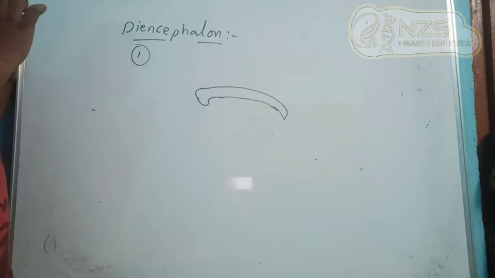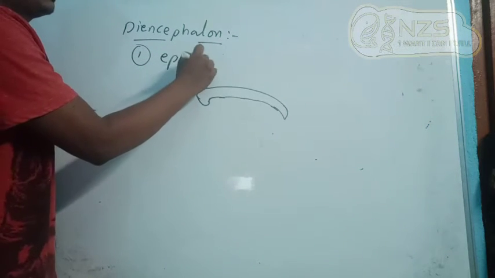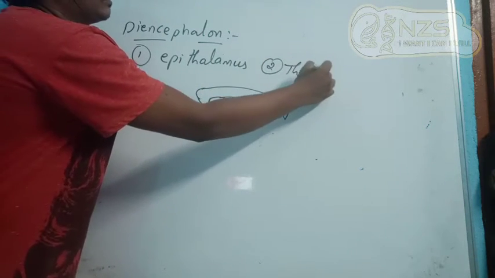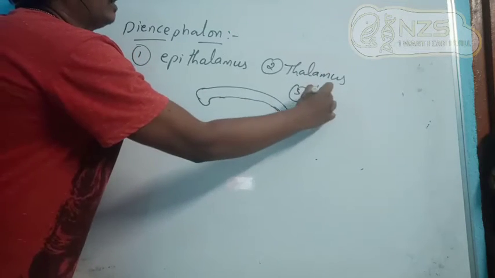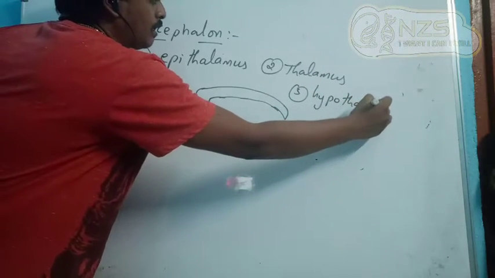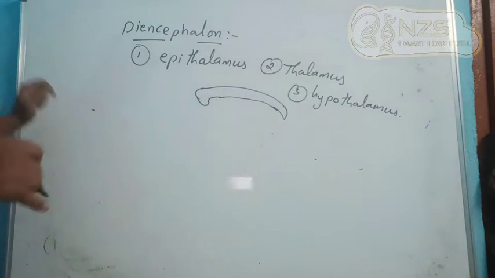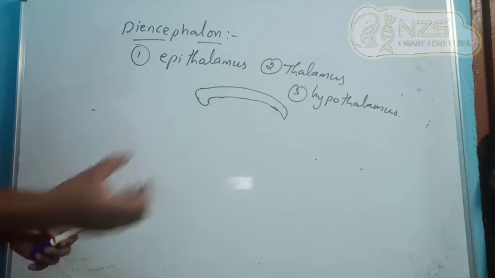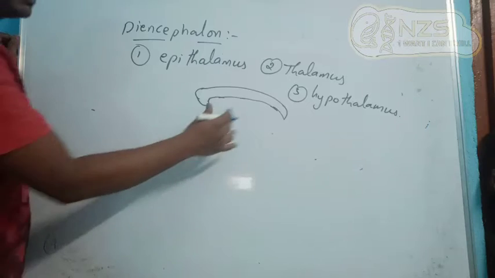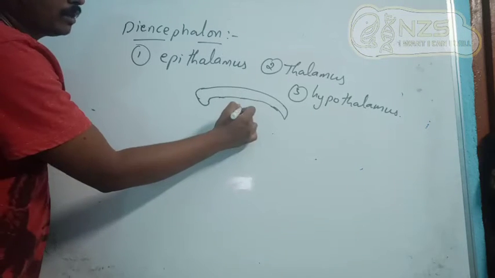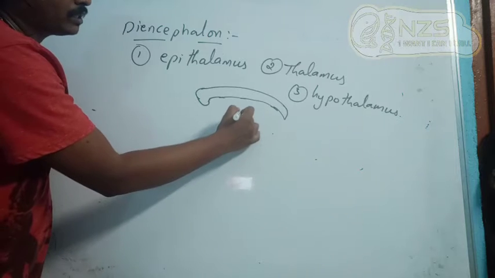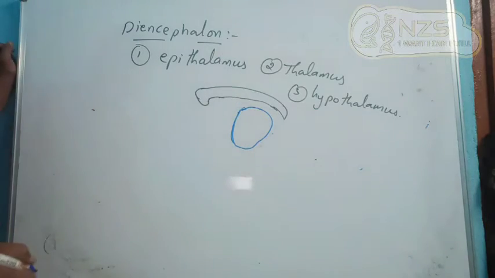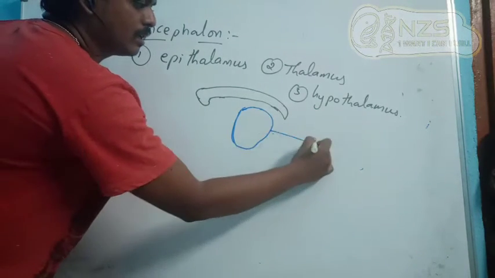The first part is called epithalamus. The second part is called thalamus. And the third part is called hypothalamus. So actually this word thalamus has been derived from the botanical language. The etymology is from botany. Thalamus is a bulb-like structure or a swollen structure. So if you observe under this corpus callosum, we can see a big swollen part called thalamus.